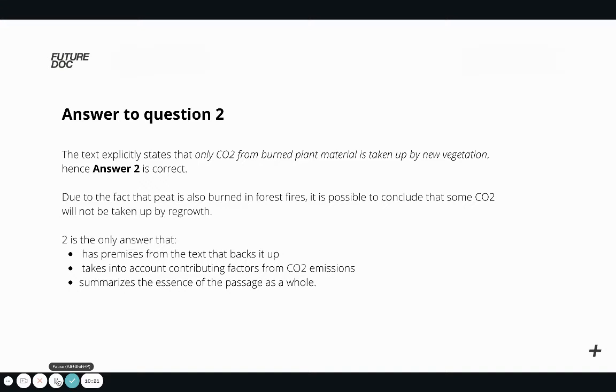As you can probably see, this is not the main conclusion, but it is simply the best option in this case. A conclusion is simply one that logically follows. Due to the fact that peat is also burned in forest fires, it is possible to conclude that some CO2 will not be taken up by regrowth. 2 is the only answer that has premises from the text that back it up, takes into account contributing factors from CO2 emissions, and summarizes the essence of the passage as a whole.